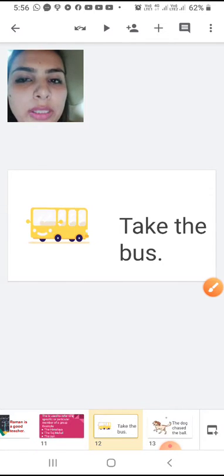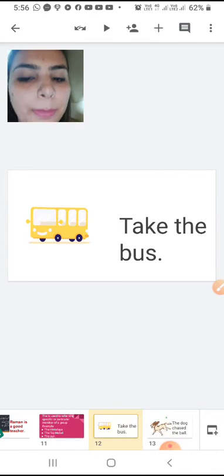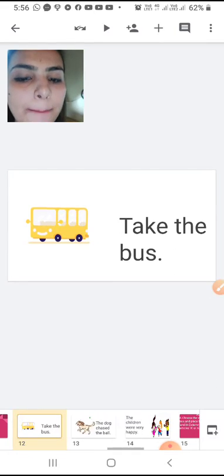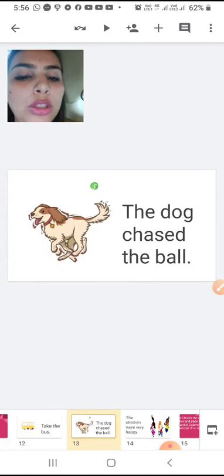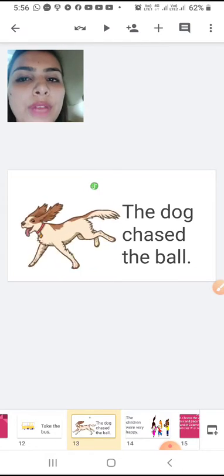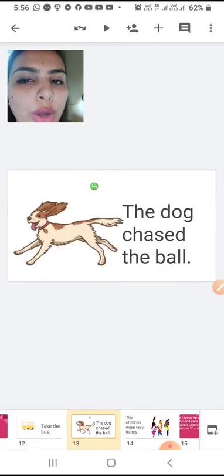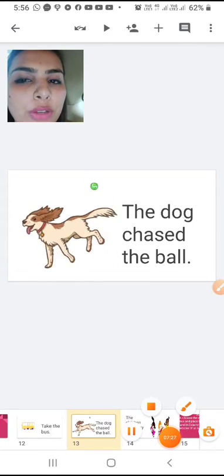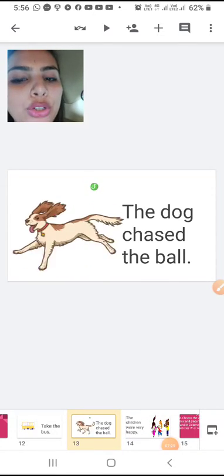Some more examples. "Take the bus." Here we are talking about a particular bus, so we use "the" before bus. Next is "The dog chased the ball." Here again we are talking about a specific dog, so we use "the" before dog.